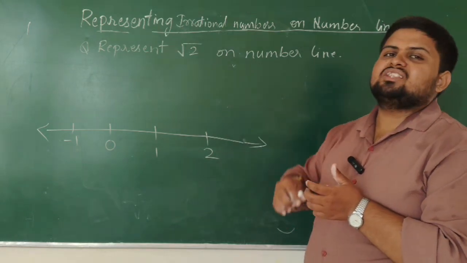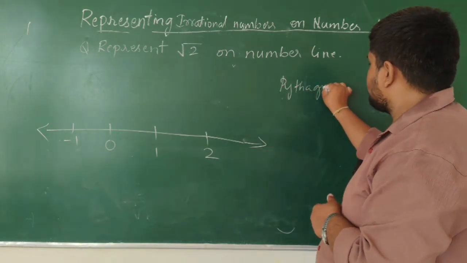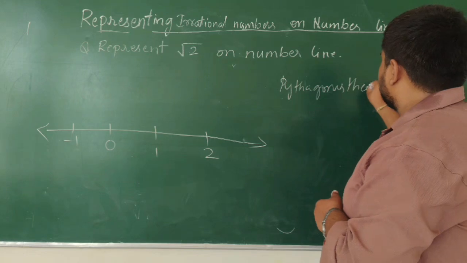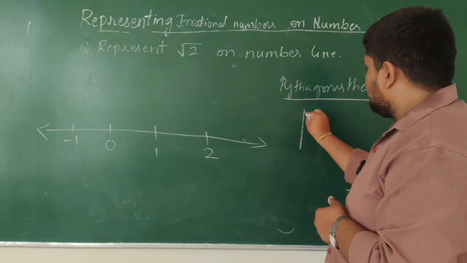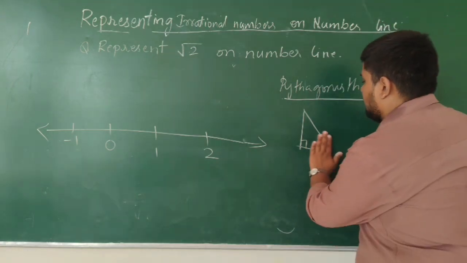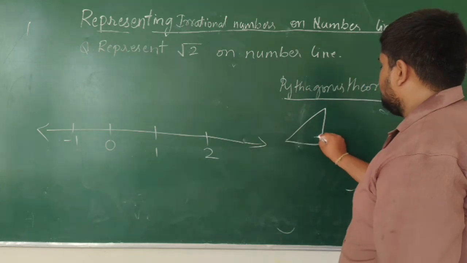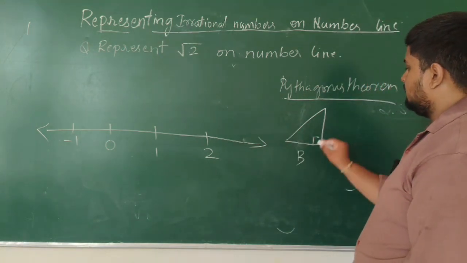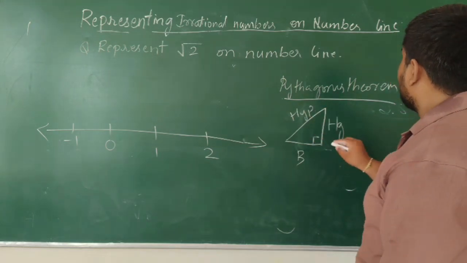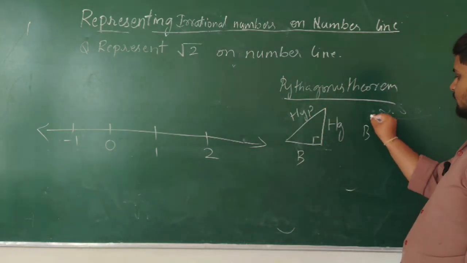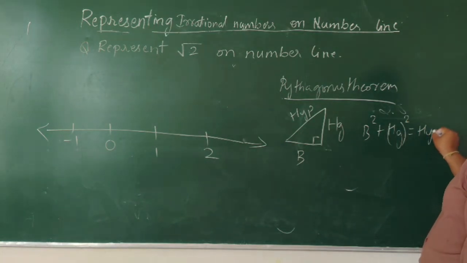For that we will use Pythagoras theorem. If you remember, what does Pythagoras theorem say? Pythagoras theorem says, in a right angle triangle, if this is the base of the triangle, this is the height of the triangle, and this is the hypotenuse of the triangle, base square plus height square is equal to hypotenuse square.